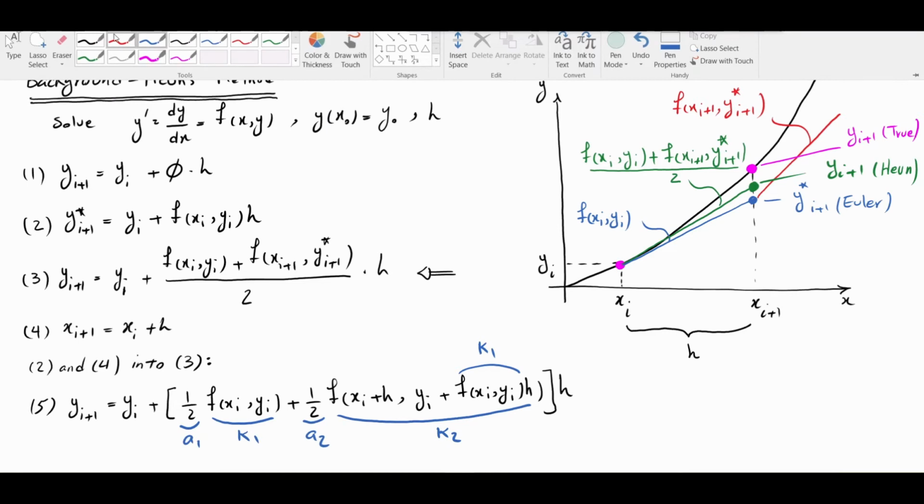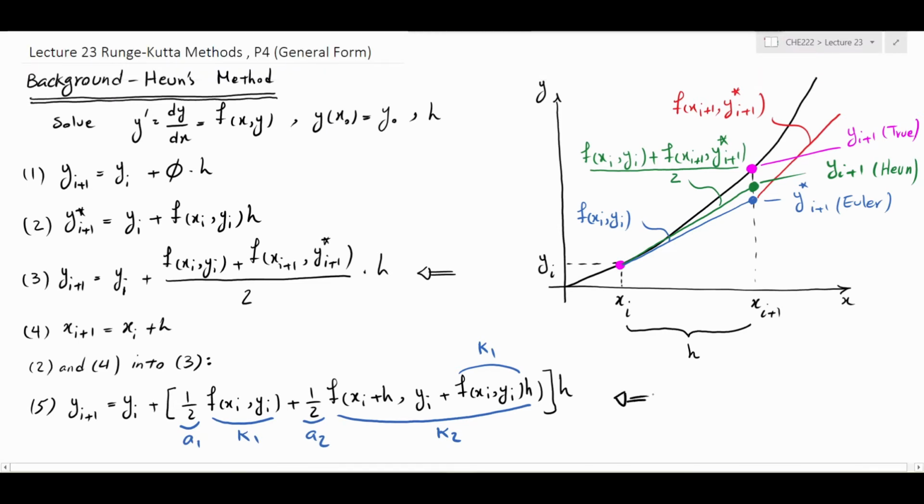So I'm just gonna make sure that we are clear that this is the formula for Heun's method. The reason that I just rearranged this formula is not for simplicity or anything like that. The only reason is I want to make sure that when I next introduce the general form of Runge-Kutta method, you can connect it with this formula and it helps you in understanding the general form.